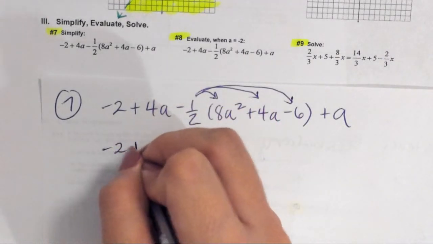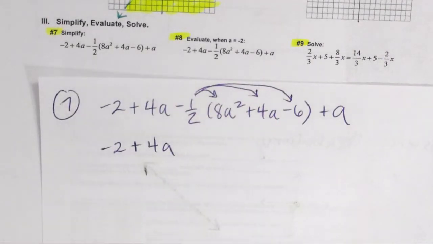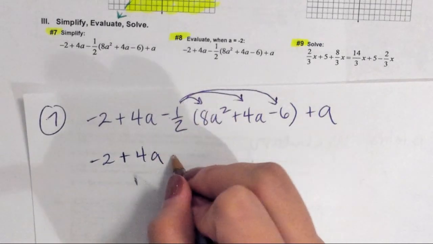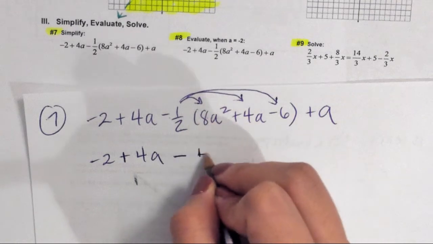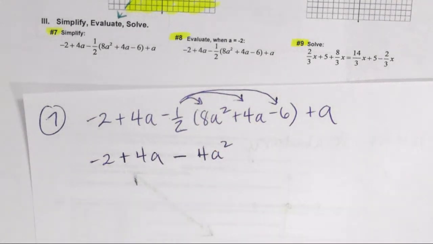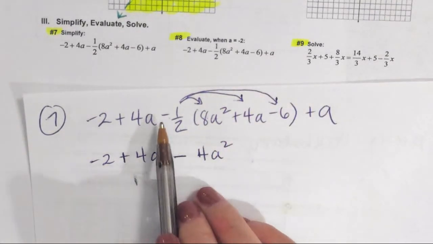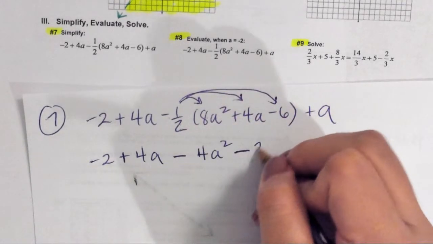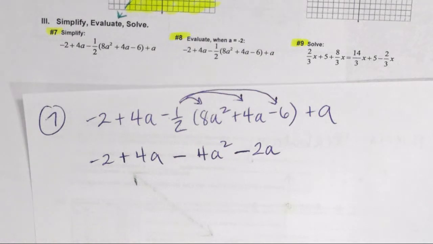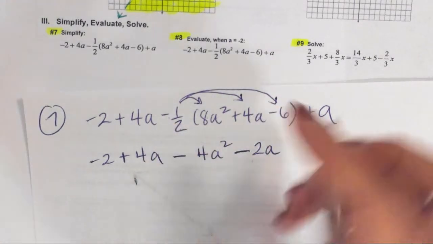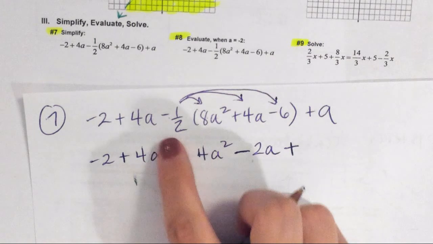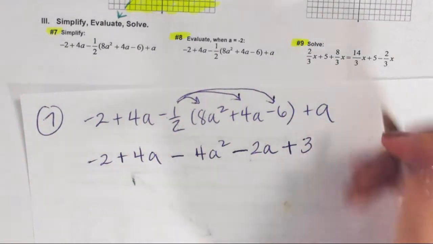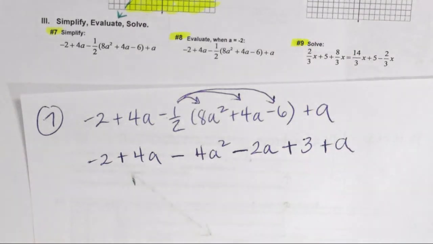So I have negative 2 plus 4a. Alright, this is negative, right? A negative times a positive. 8 divided by 2 is 4. And the a squared is just chilling. And then I have a negative times a positive, which is a negative. Half of 4 is 2, and the a is still chilling. And a negative times a negative is a positive. 1/2 of 6 is 3, and there's nothing else attached. And then the plus a just comes down.